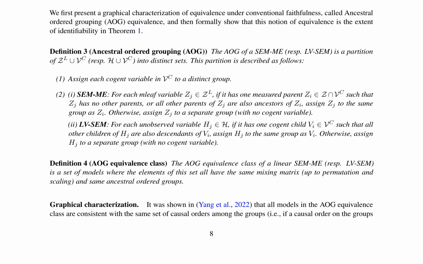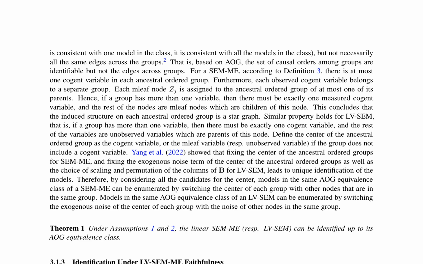The authors then present a graphical characterization of equivalence under conventional faithfulness, called ancestral ordered grouping, AOG, equivalence. AOG is a partition of the variables into distinct sets, where each cogent variable is assigned to a distinct group, and M-leaf variables or unobserved variables are assigned to groups based on their parental relationships. The AOG equivalence class is a set of models with the same mixing matrix, up to permutation and scaling, and same ancestral ordered groups. Here is a combined summary of pages 9 and 10.